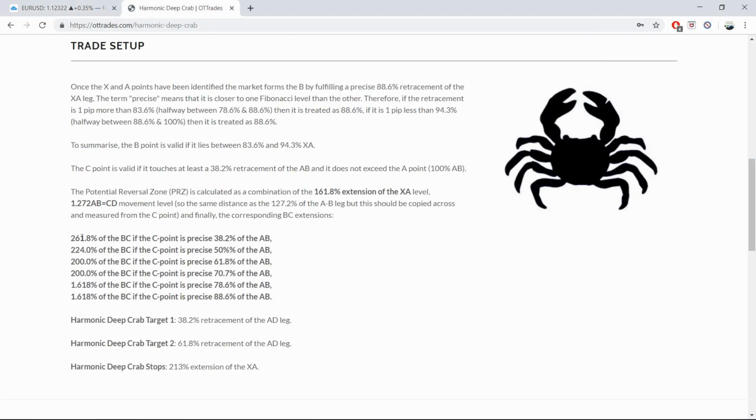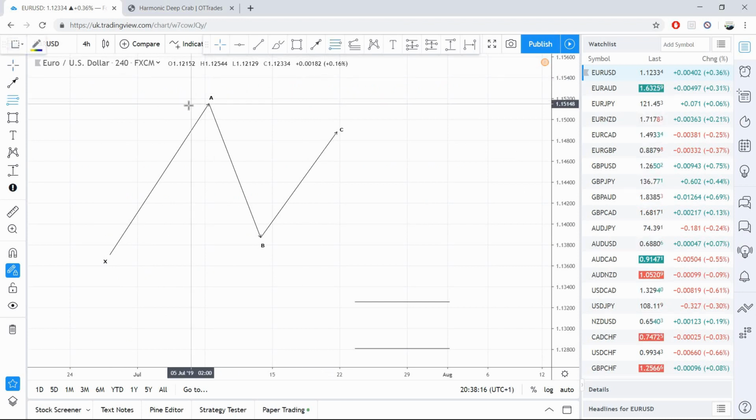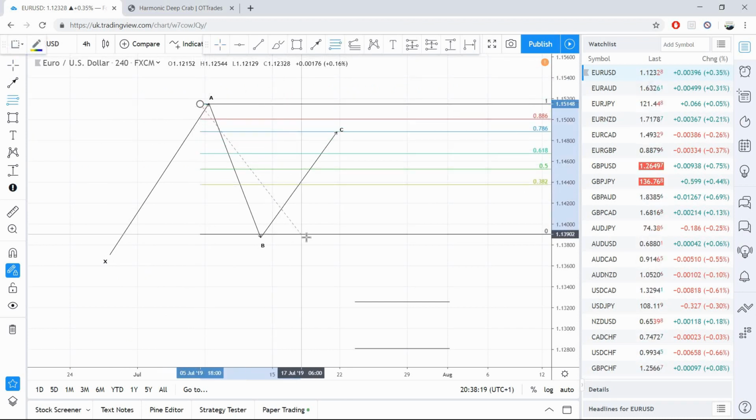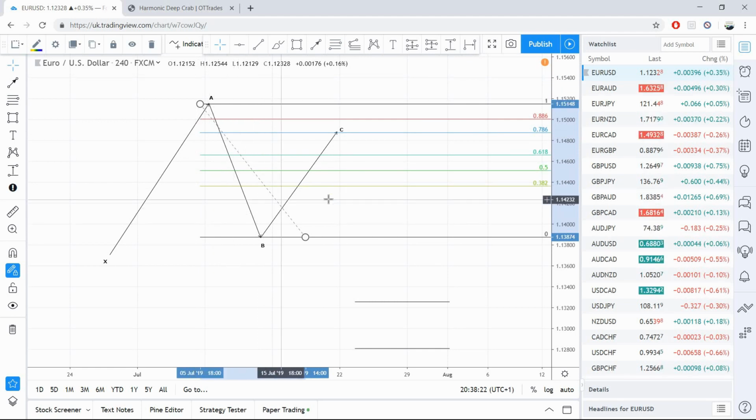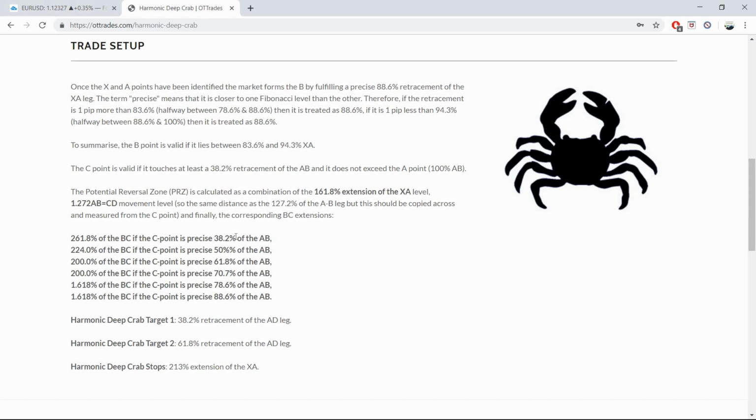Finally, we've got our third point to draw in, and this is where that C point comes into play. So the precise, ours was a precise 786 of that A to B move. So all that's saying is, depending on where the C point forms between this A to B leg, it can form again anywhere between 382 and 100%. So if it's a precise 382, then we've got a different extension level of B to C for the final point of the potential reversal zone. If it's a 50% of the A to B, then we've got another different one. 61.8 and 70%, then we've got a different one. 78.6 and 886, then we've got a different one.